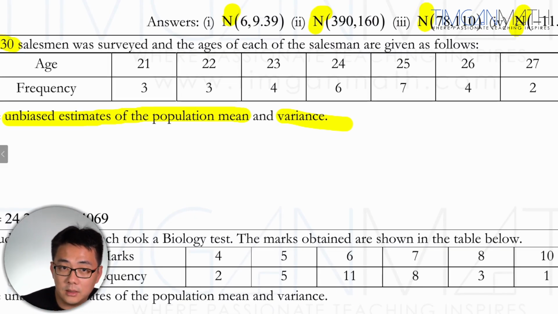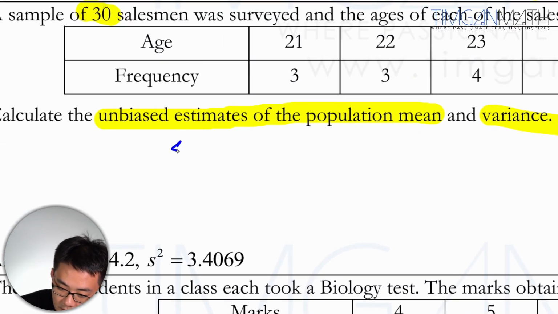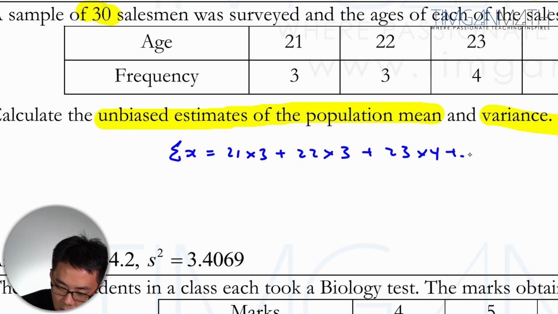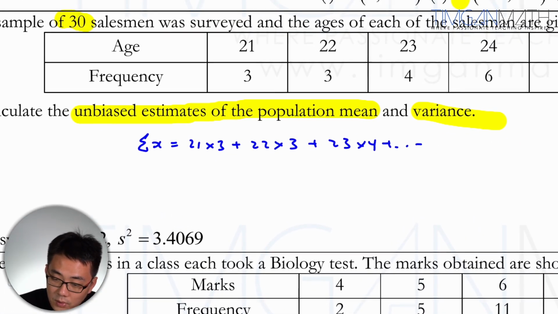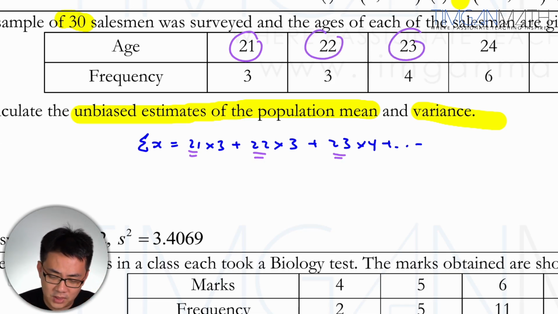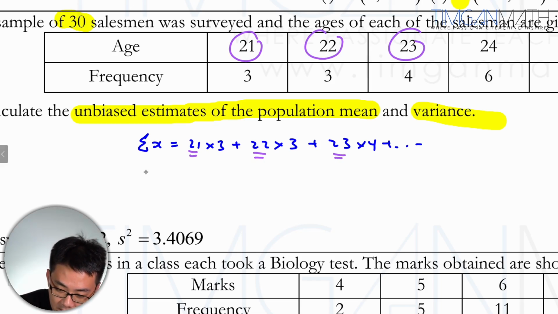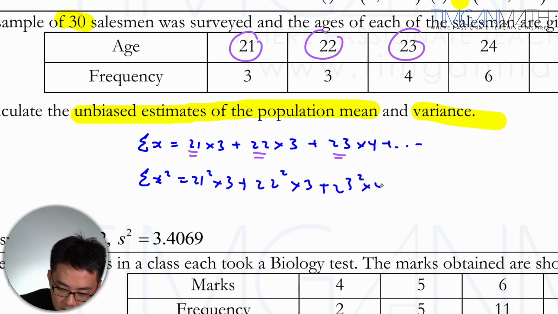Sigma X, just like your sigma, you will learn sigma. Sigma X will just mean that you take 21 times 3 plus 22 times 3 plus 23 times 4 all the way. Okay? Correct? So you find out the number of 21. Basically, you take all the x's and just multiply by the frequency. You learned this in secondary school before. Sigma x squared, you also learned in secondary school, so this is a recap. This is 21 squared times 3 plus 22 squared times 3 plus 23 squared times 4 and so on.